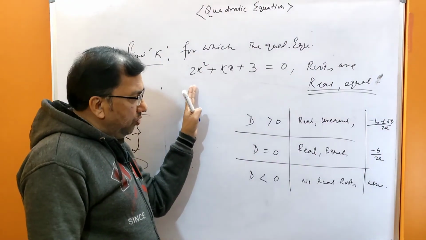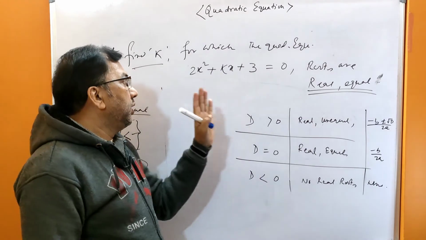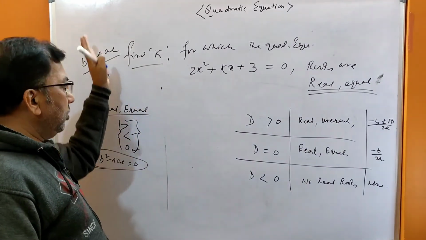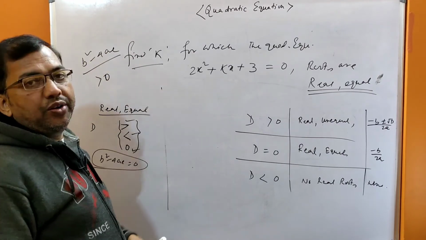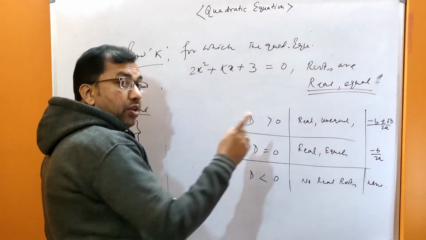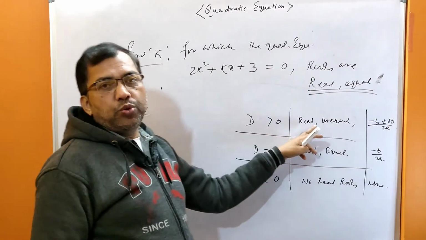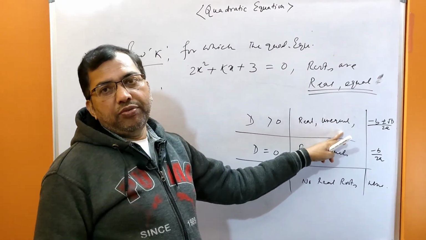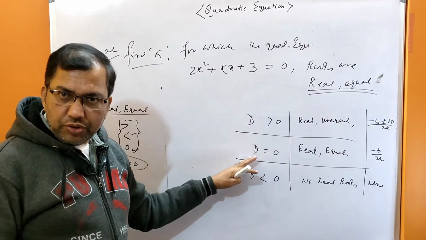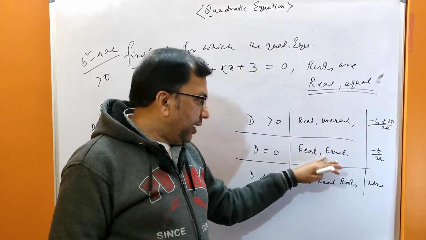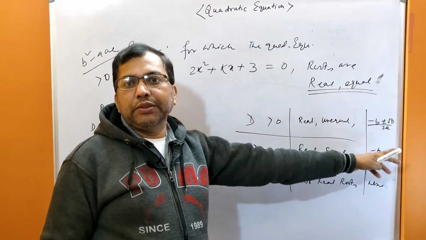We have to find out the nature of the roots from the formula of Sridhar Acharya, that is b square minus 4ac, that is the discriminant D. It depends upon the value of D. When D is greater than 0, remember it, D greater than 0, the roots will be real and unequal, and the value will be minus b plus minus root D by 2a. In case of D equals to 0, the roots will be real and equal, and in that case the roots will be minus b by 2a.